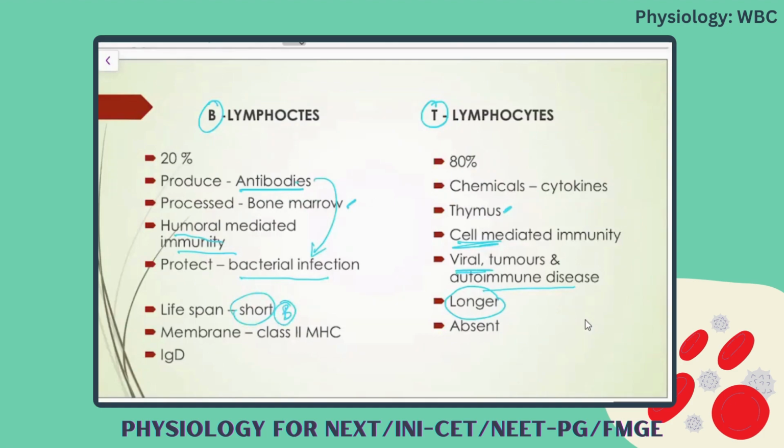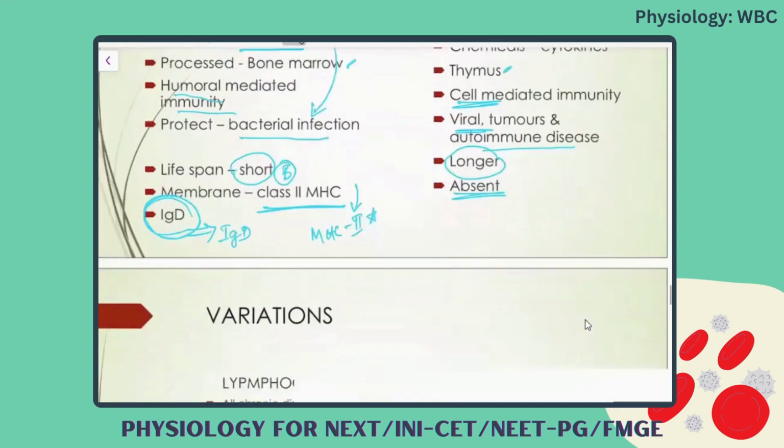And the B cells have a major histocompatibility complex class 2, MHC. Class 2 is present in the B cells, and here no MHC complexes. Among the B cells, the immunoglobulin produced is IgD. It is the major immunoglobulin which is produced by the B lymphocytes.